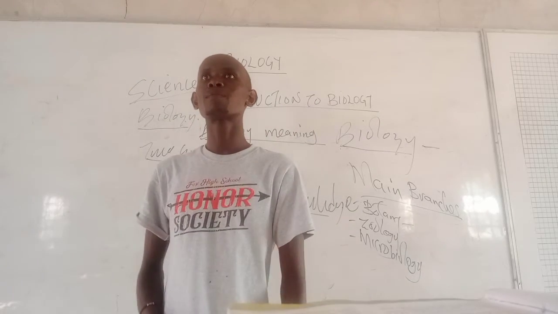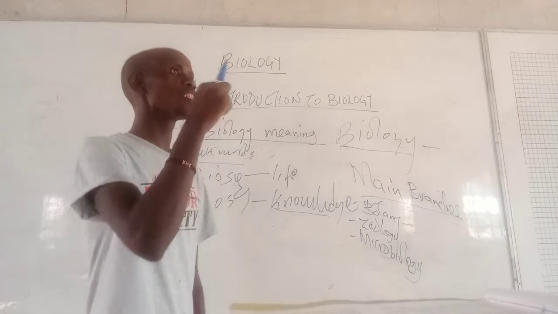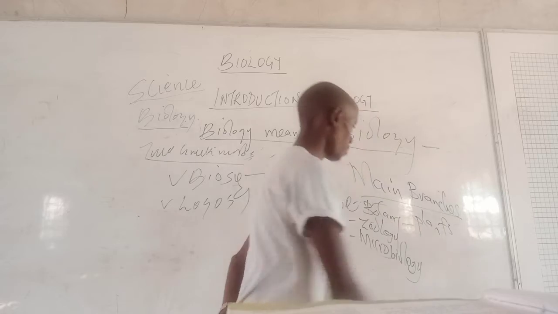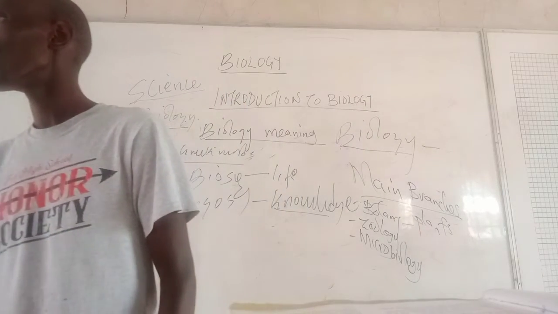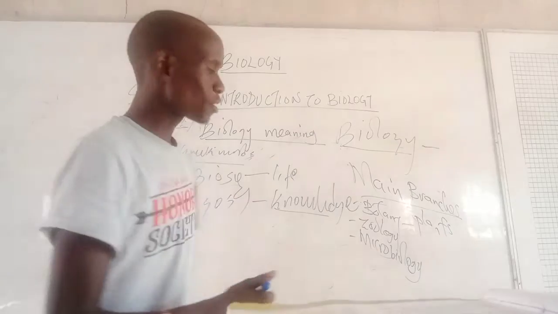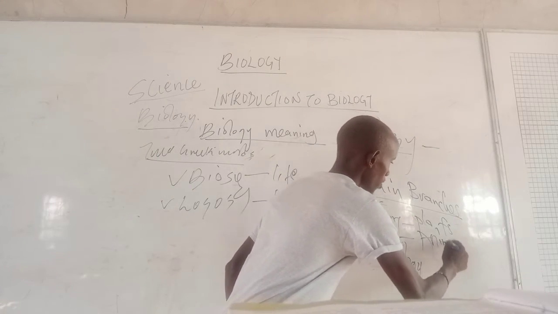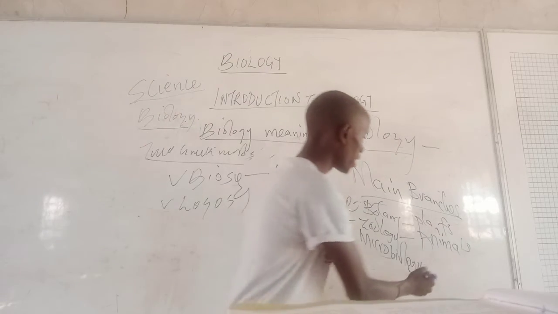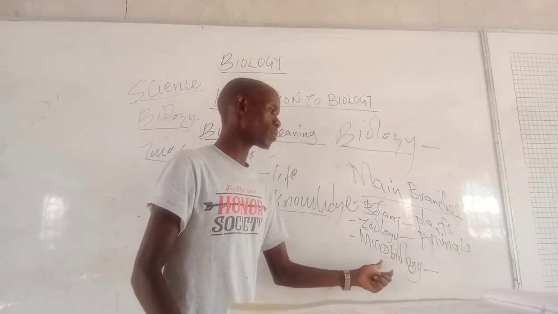It's a branch of science that deals with the study of plants. What about zoology? A branch of science that deals with the study of animals. Then we have the last main branch of biology, known as microbiology.